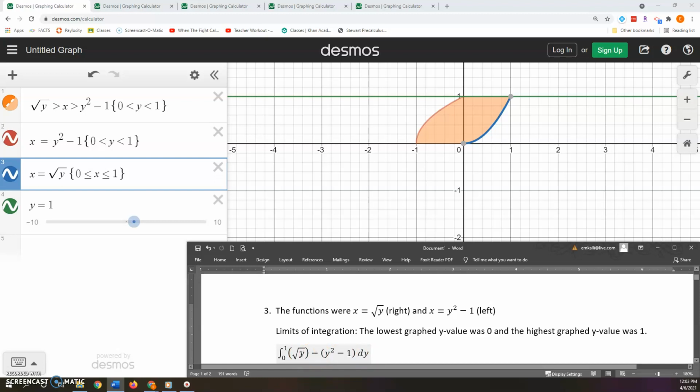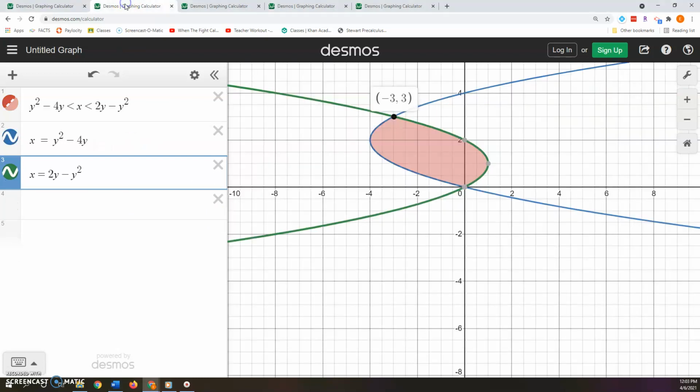Okay, let's look at number 4 as well. In number 4, they gave you a graph. They showed you this blue line here, which is x equals y squared minus 4y, and they had it labeled. And they showed you this green line here, which was x equals 2y minus y squared. And they shaded in between it, and they wanted this area.